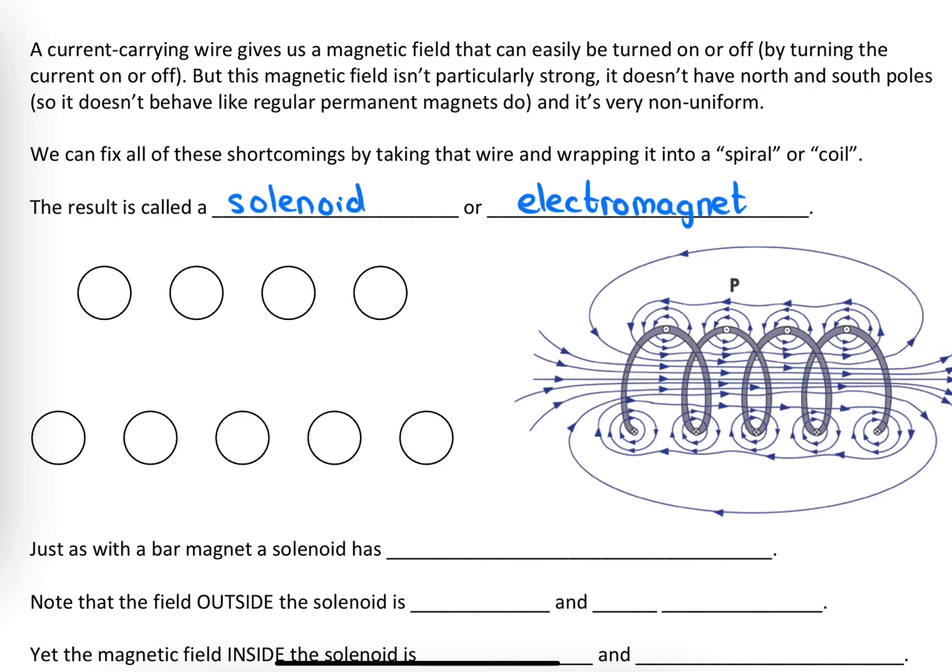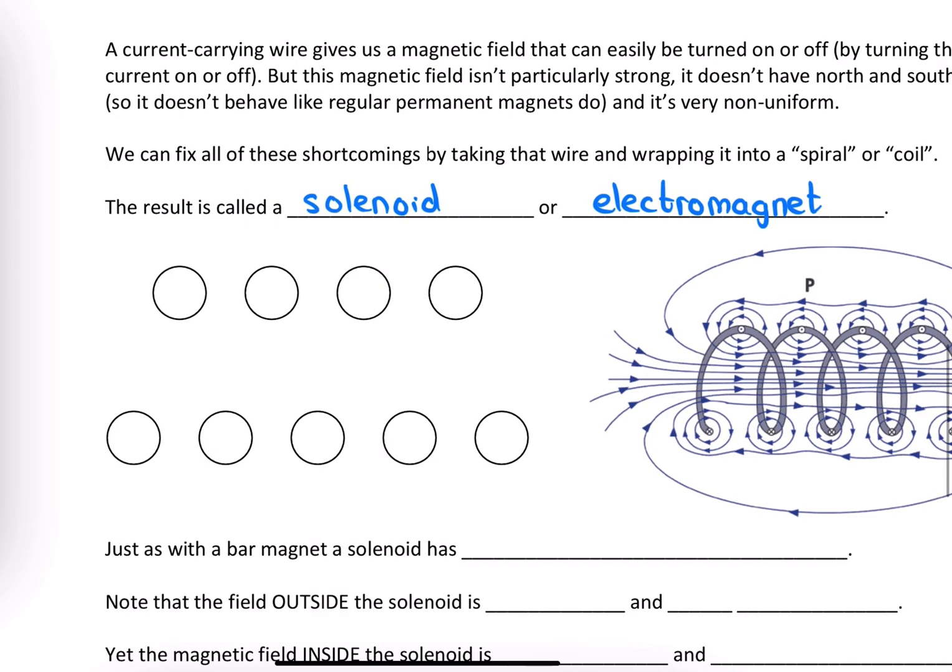Now we're going to use our X's and dots again to show the direction the current is going. So let's say my current comes in from my electric circuit on the bottom left here. So here's where current goes into my wire and into my solenoid. And we're going to have this current go into the page.